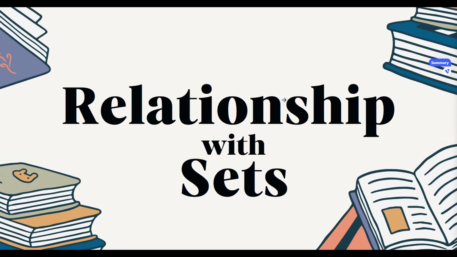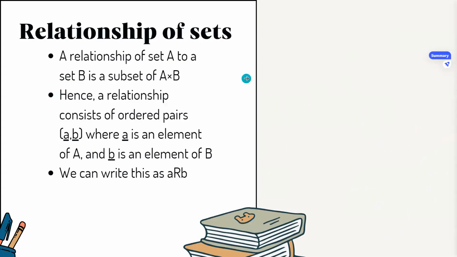Now, let's talk about the relationship with sets. A relationship of set A to set B is a subset of A cross B. Hence, our relationship consists of ordered pairs (a, b), in which a, the first of the ordered pair, is an element belonging to the first set, and b, the second of the ordered pair, is an element belonging to the second set, and we can write this as a relationship of A to B. For a brief example, we have here set A, which has the following elements: a, b, and c, and set B having the following elements: d and e.